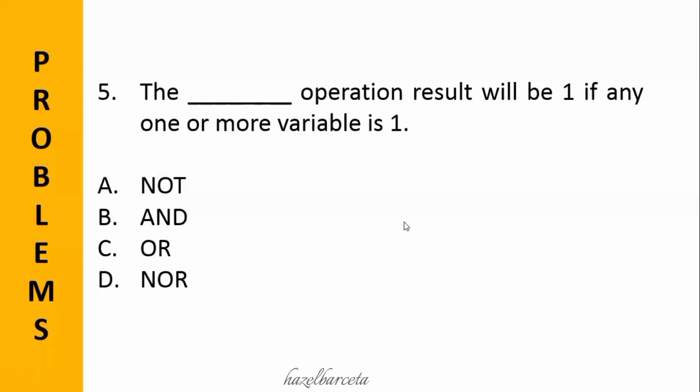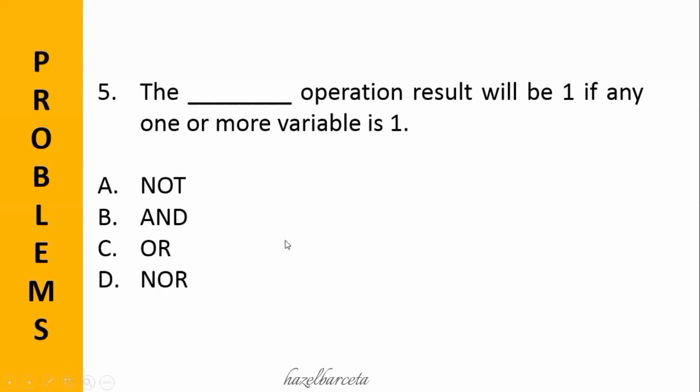Number 5. The blank operation result will be 1 if any one or more variable is 1. So, dito, meron na po tayong clue words. If any one or more variable is 1. Di ba po sa ating AND operation, mandatory na lahat po para maging 1 ang ating output ay 1 ang ating input. Therefore, automatically, hindi po ito AND. Okay? So, alam na po natin ang sagot.